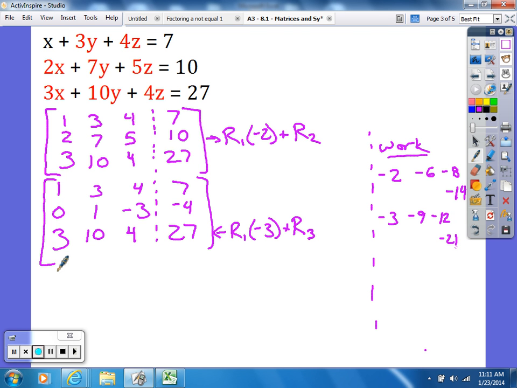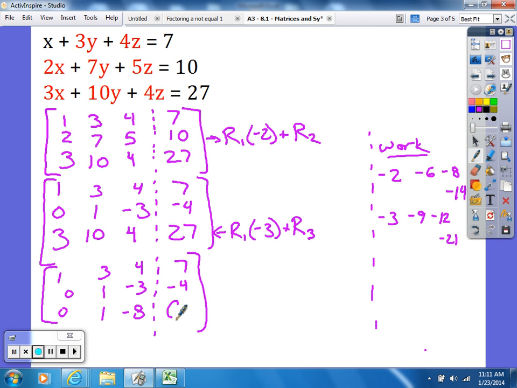So 1, 3, 4, 7, 0, 1, negative 3, negative 4, 0. Oh, this is working out. 1, negative 8, and 6. Everybody agree so far? Okay.